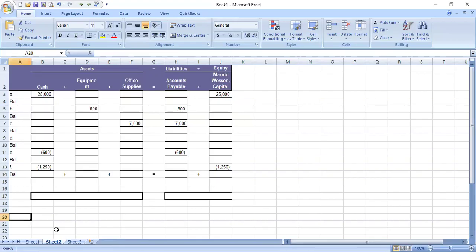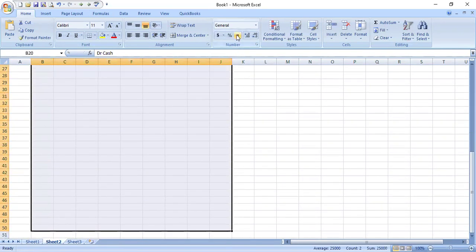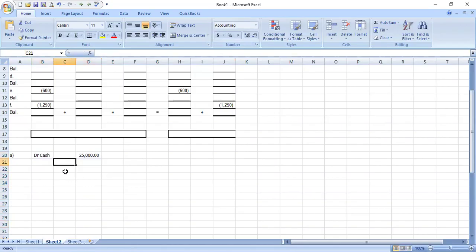First journal entry for today, A. Which account are we going to debit, and which account are we going to credit? We're going to debit cash. For how much? How much cash do we get? 25,000. Let's move those here. And we're going to credit capital with the same amount. Remember, debit has to always equal credit.